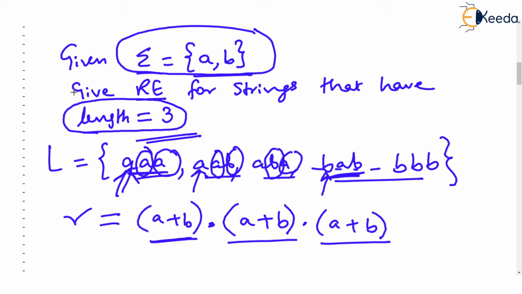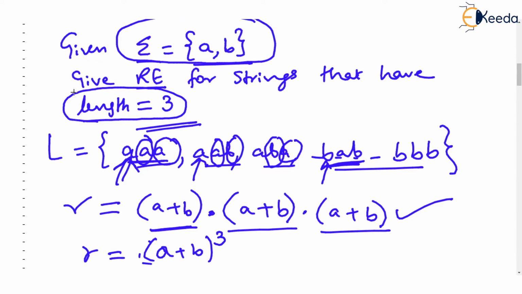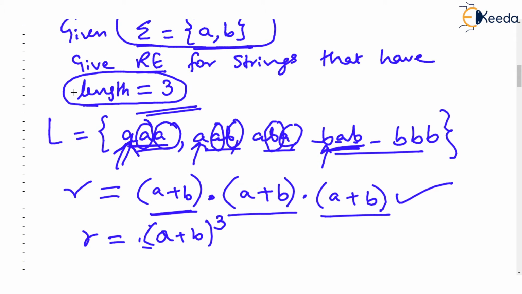Then this can be, in short, written as (A plus B) raised to 3, or you can leave it just as we have written. This is clearly all strings made of A and B, but exactly of length 3. I hope you are understanding now the difference between (A plus B) raised to 3 and (A plus B) raised to star. (A plus B) raised to star means closure, means that you can get any string made up of A and B of any length. I hope you are understanding.